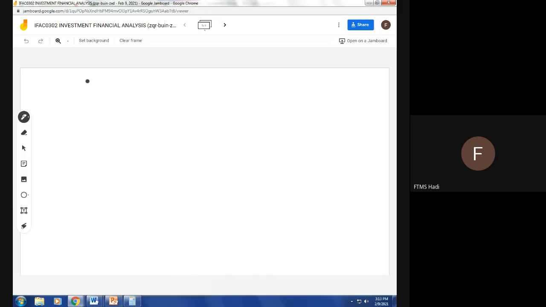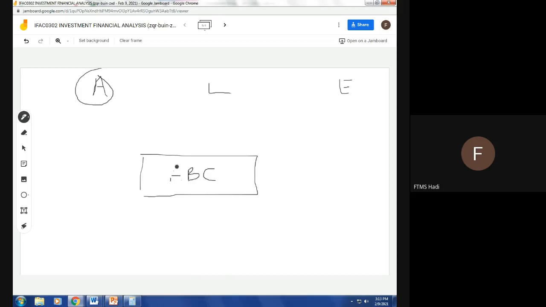Let's have a look. We have three parts here, which are asset, liability, and equity. Let's look at the first part, which is asset. Let's say this is your company, ABC company. Why is it increase and decrease? There are two situations. The first one is selling asset.